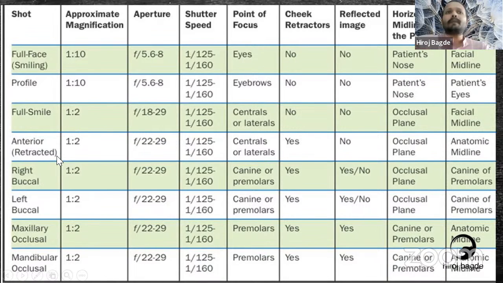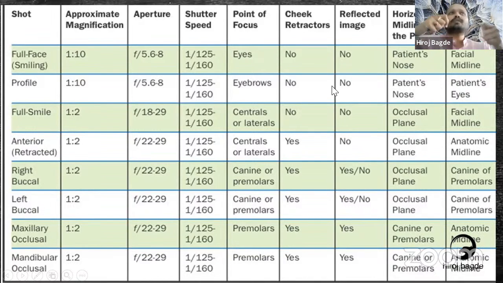If I am taking a right buccal image, I have canines and premolars. In between the canines and premolars, I will have a focus point, and then after that I can just click, and I will be making good use of the exposure triangle principle. Again, I will have a good clear image over there. Next is the cheek retractors: where to use or not to use.